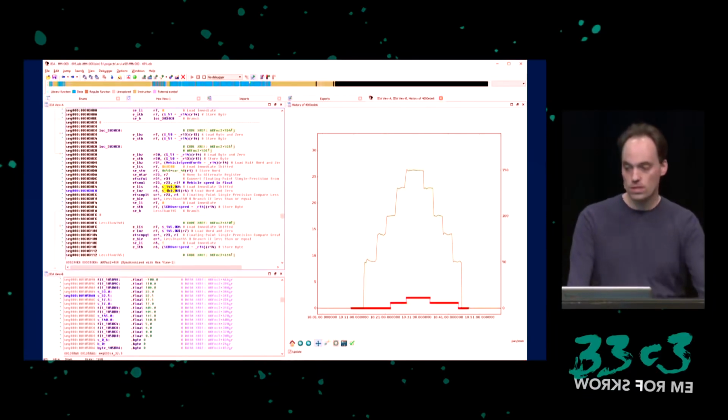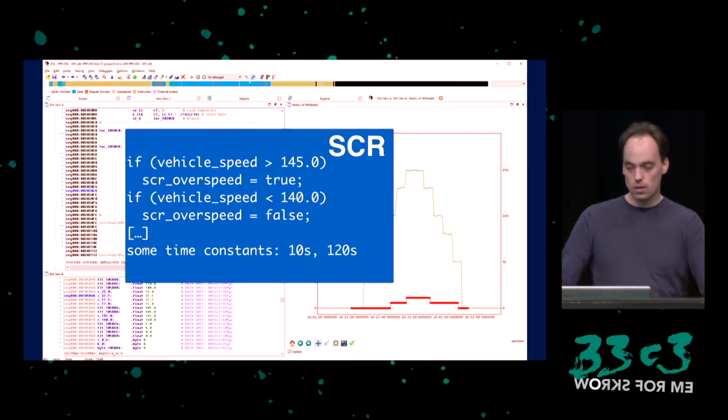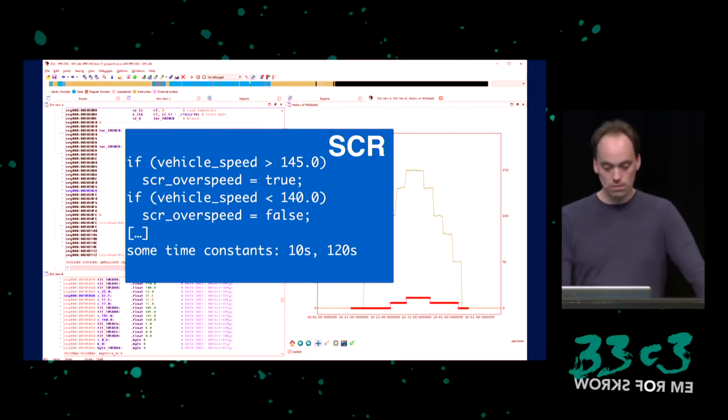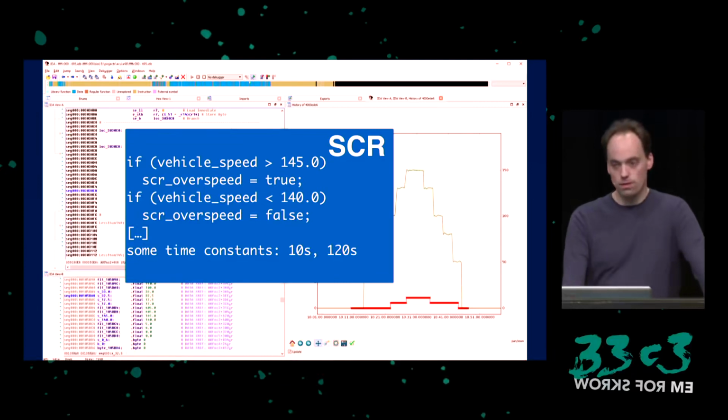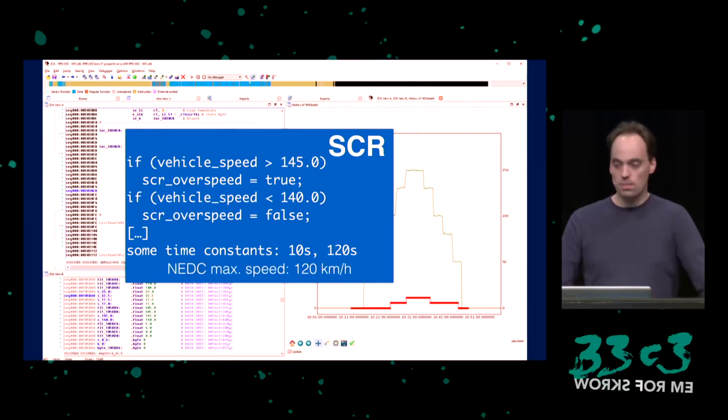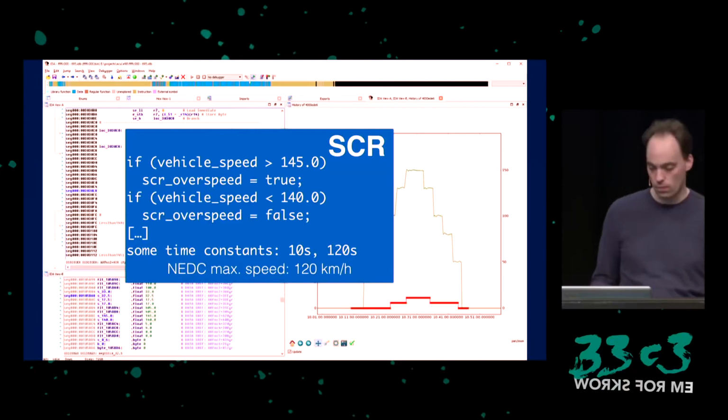And one thing we found was this. It's basically reading the vehicle speed and comparing to a fixed number. And it turned out it's something like this. So it would check the vehicle speed, and if it's above 145 kilometers per hour, it would set a flag, and then under 140 it would clear it. Keep in mind that the NEDC maximum speed is 120 kilometers per hour, so during a test cycle that would never happen. So let's see if what we found in software, if this really translates to something the car does in the real world.